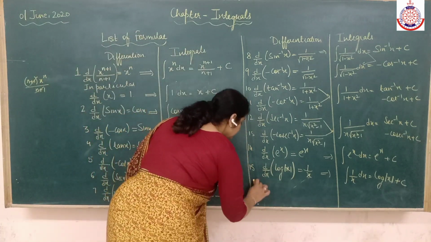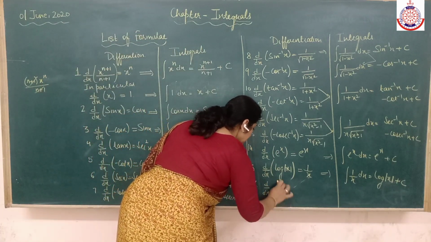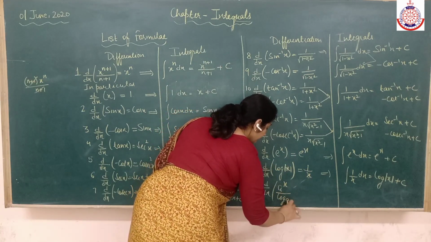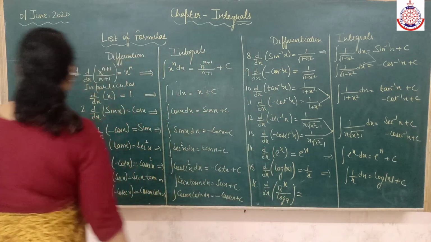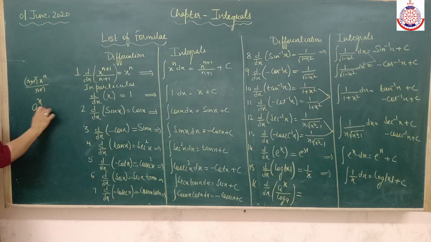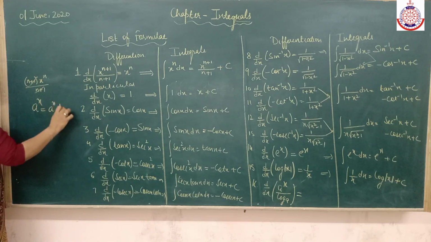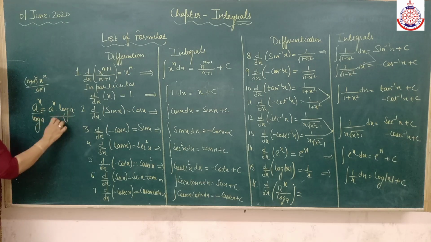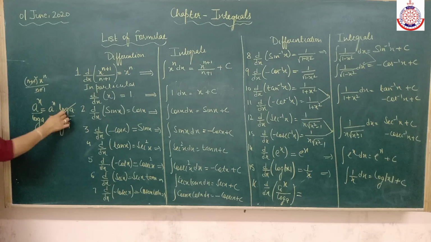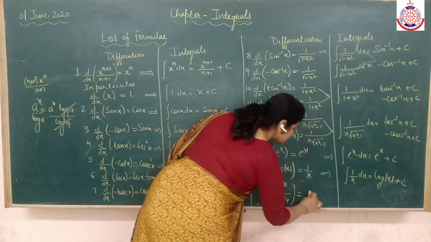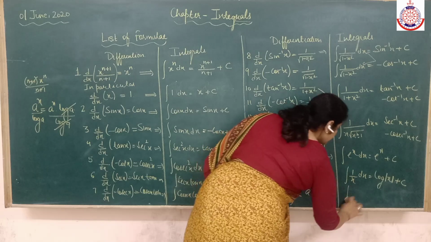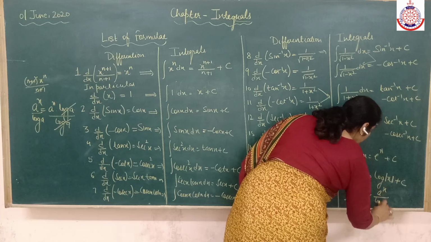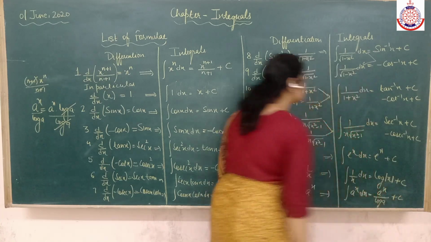Alright. Then last but not the least, differentiation of a raised to power x upon log a. What's the differentiation of a raised to power x? You remember? Differentiation of a raised to power x is a raised to power x into log a. If they have asked me to differentiate a raised to power x upon log a, log a is a constant, so log a cancels. So that means a raised to power x. It means integration of a raised to power x is a raised to power x upon log a plus c.